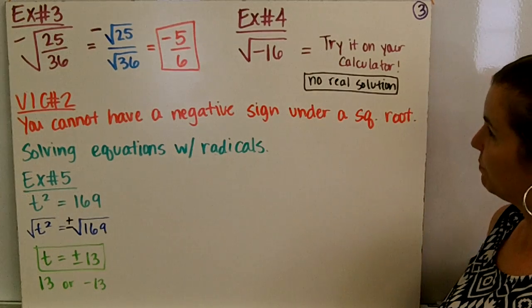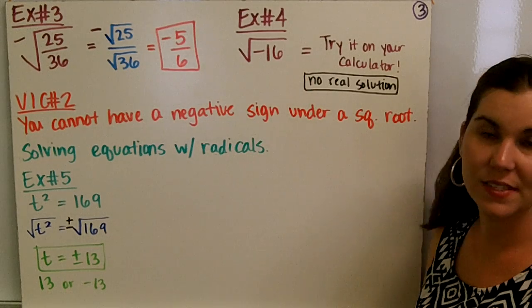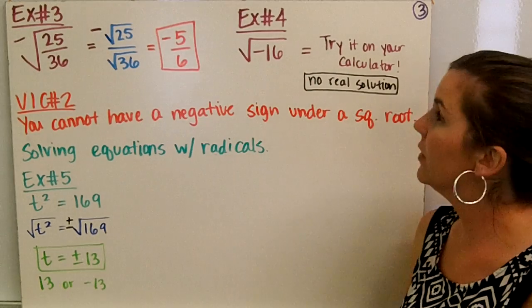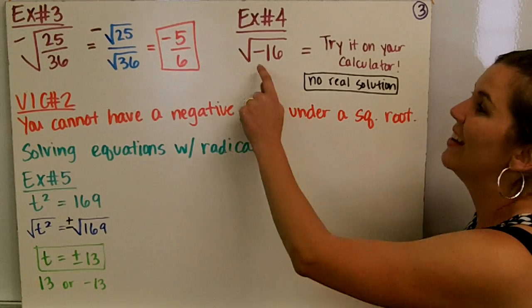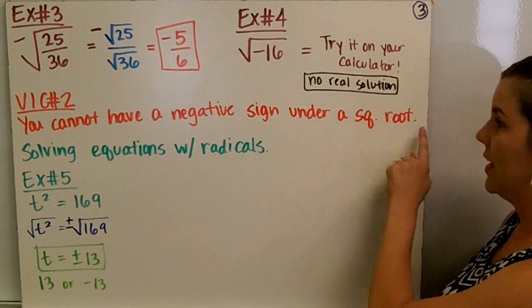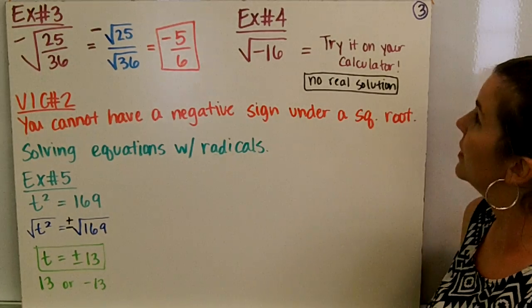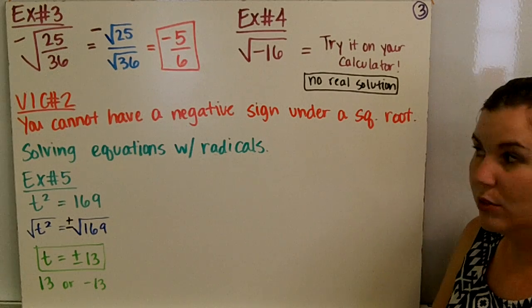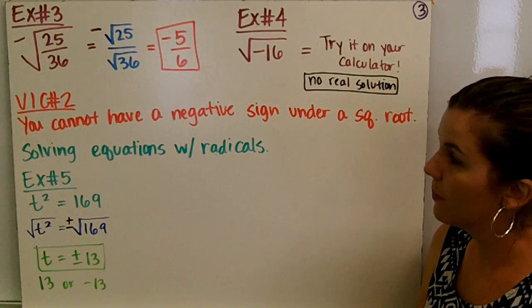Example number 4: the square root of negative 16. If you try to type this in your calculator, it's going to give you an error. You cannot have a negative sign under a square root. That's Vic number 2. It'll give you no real solution, and that's what you would write as your answer.